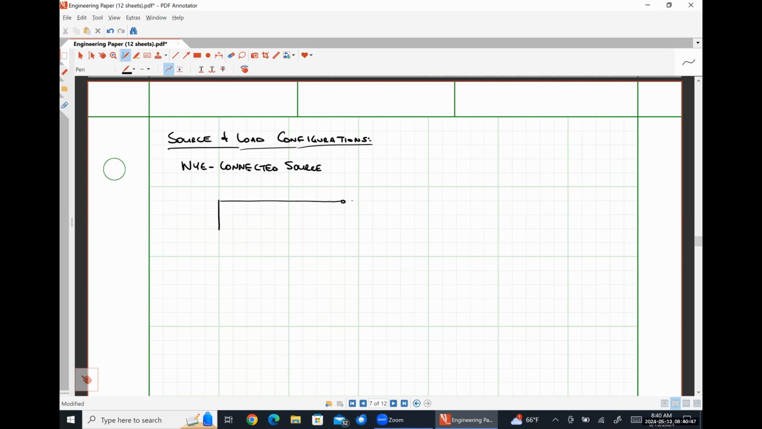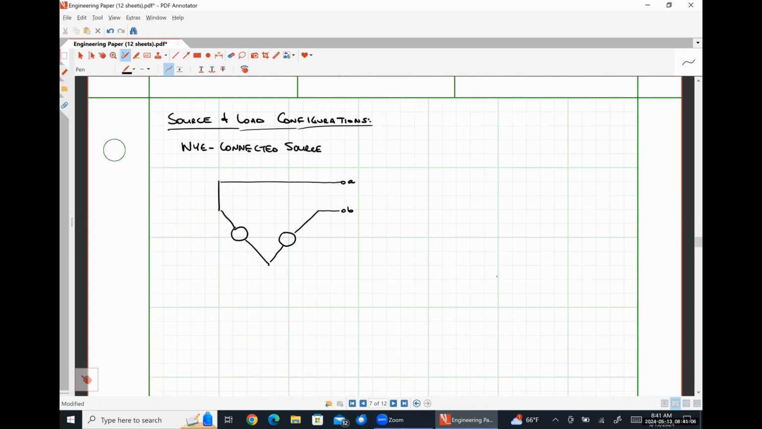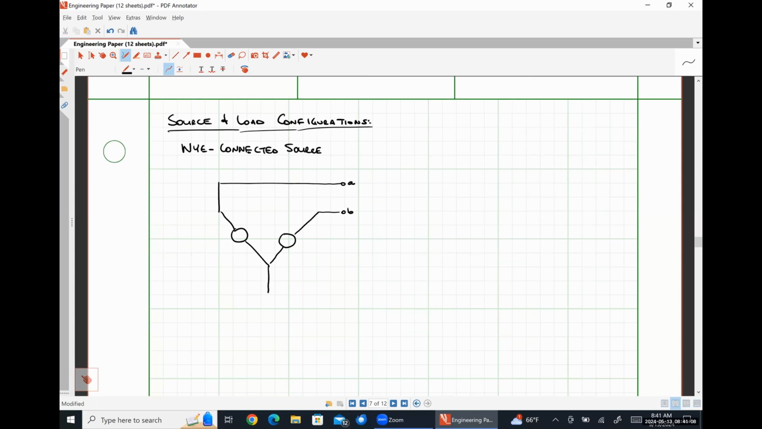So here is going to be my A terminal. Here is my B terminal. And I'm going to put a voltage source here, and this diagonal orientation like so. I'm going to put another voltage source down here.